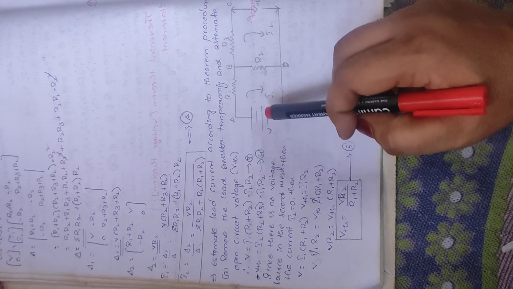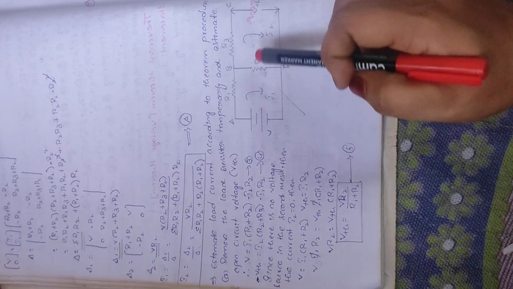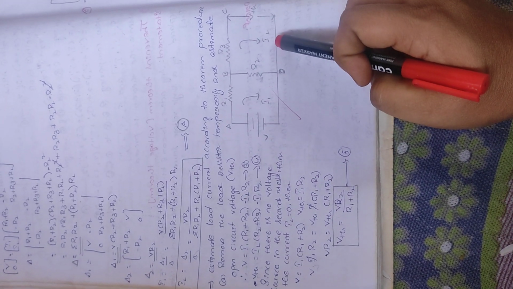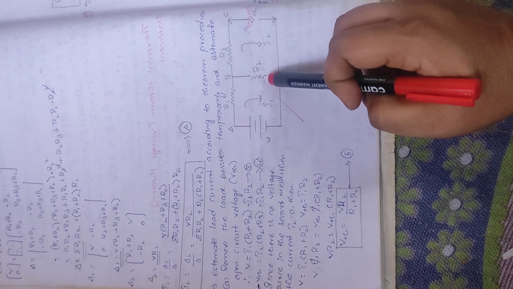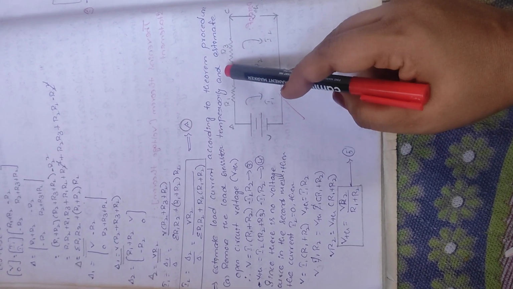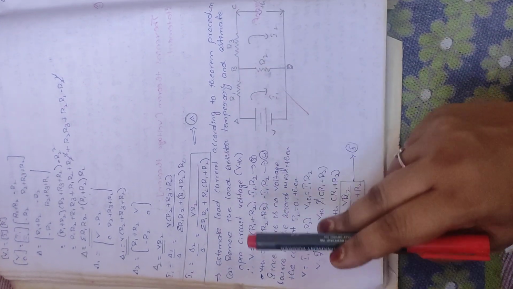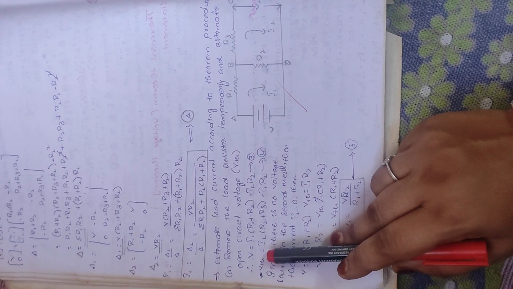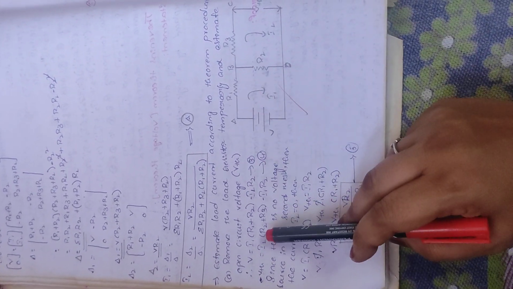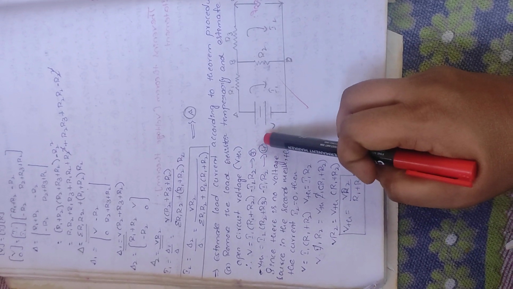From this mesh, V equals I1 into R1 plus R2 minus IL R2. This is equation 3. And from this equation, we can write minus R2 into IL minus I1 minus IL R3 minus V Thevenin's. So we are taking minus V Thevenin's on the LHS and taking the remaining terms to the RHS. That minus becomes plus, that is IL into R2 plus R3 minus I1 R2. This is equation 4.